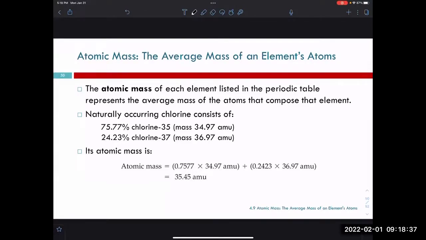So the atomic mass of each element listed in the periodic table represents the average mass of the atoms that compose that element. So for chlorine, we did chlorine 35 earlier. Chlorine 35 actually represents 75% of all chlorine atoms. The other 24% are chlorine 37. So chlorine 37 has a mass of 36.97 AMU.